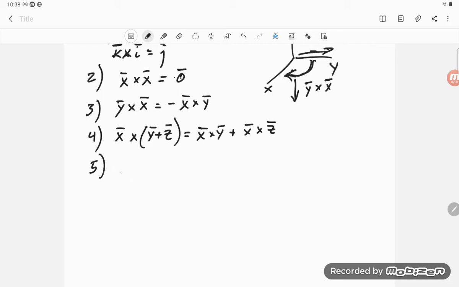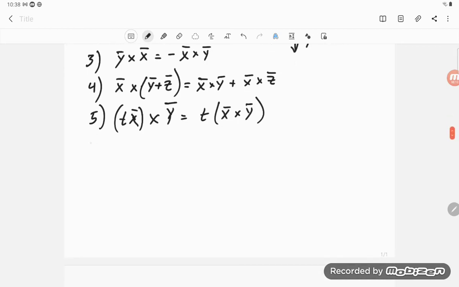5, scalar multiplication. If I have t times x crossed with y, then I can pull that out and just get t times x cross y.